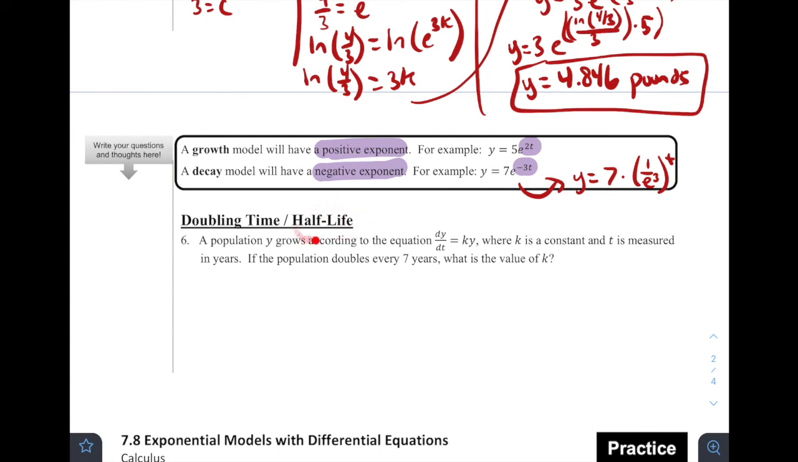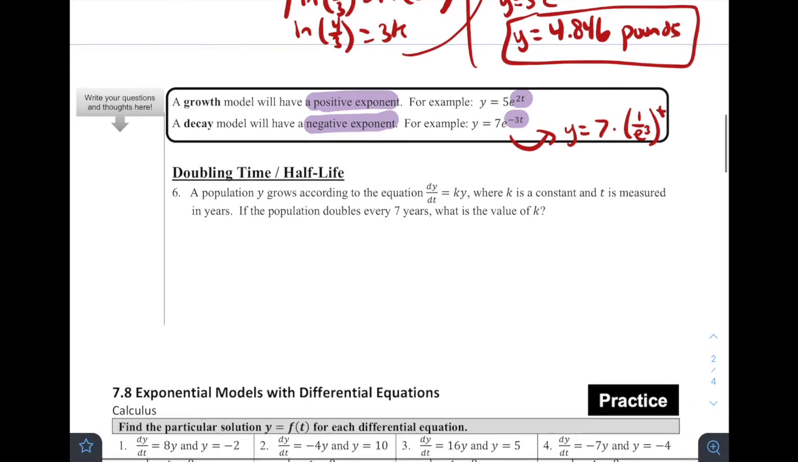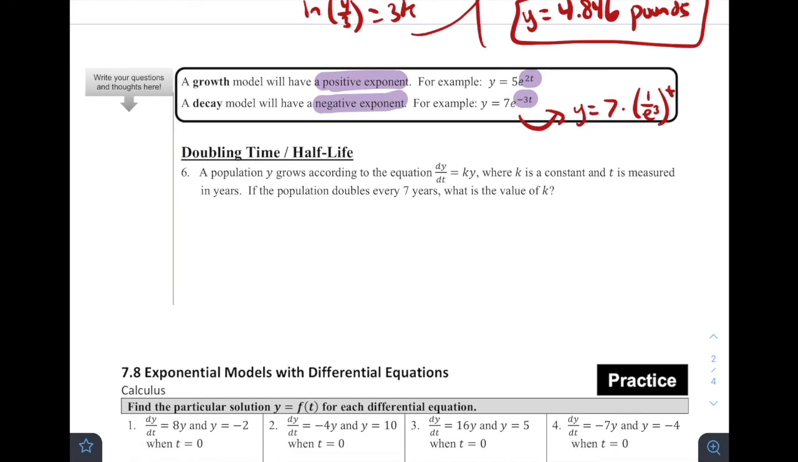And then half-life is very much tied into like radiation and radioactive materials, where if you leave something out, part of it's going to disappear over time. And the way that we measure that is what's called half-life. How long does it take for half of it to decay away, to go away for that? So let's take a look at problem number 6 and see what we can do based on what we've learned so far in this lesson.